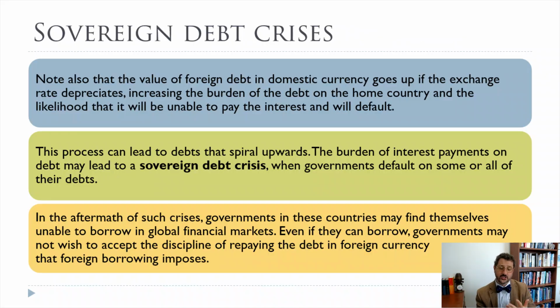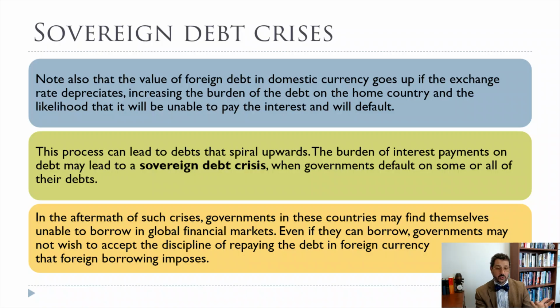And so this can lead to what we call a sovereign debt crisis, where the debt is increasing and the exchange rate is depreciating, making the debt even harder to pay. Interest payments are going up and up and up. And eventually these governments can't borrow in global financial markets, either because they defaulted or just because they look so risky that nobody is willing to lend them money.